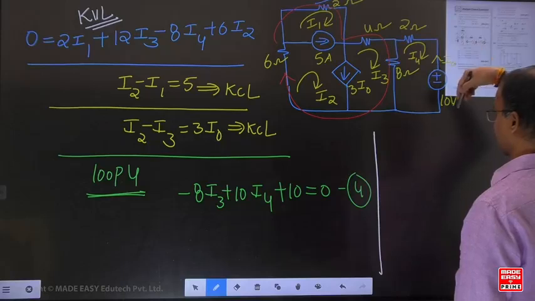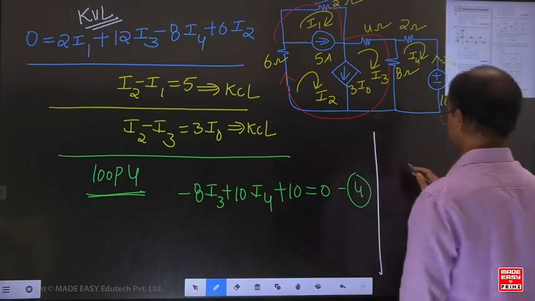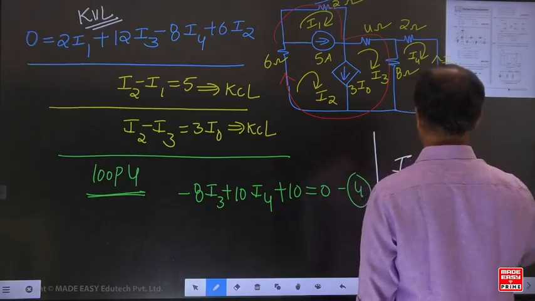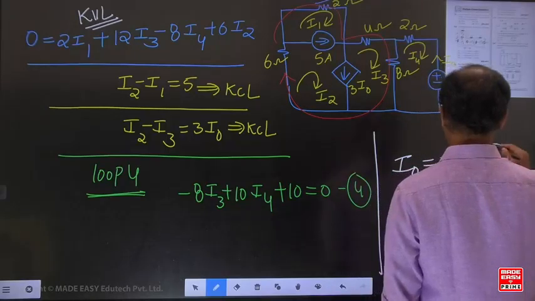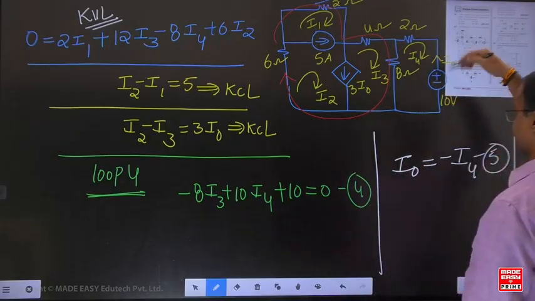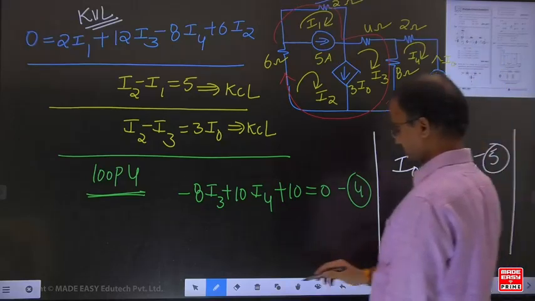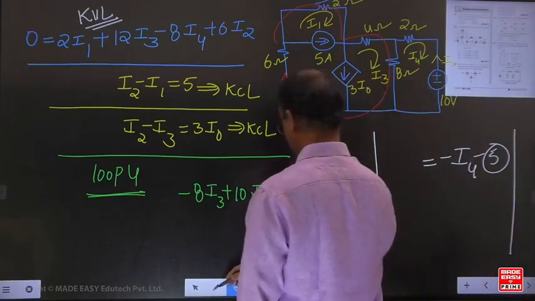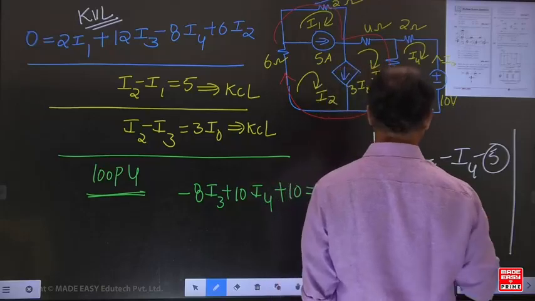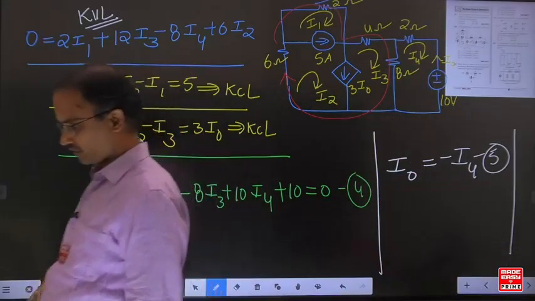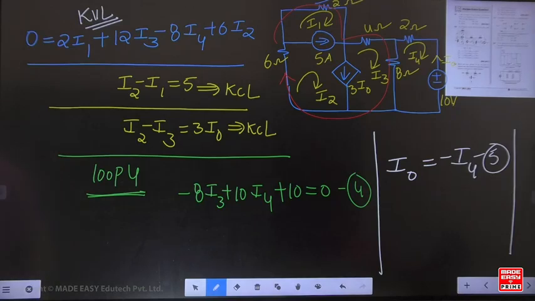Come to I0. Here I4 is acting downwards, but I0 is upwards. Can I write this here? I0 equal to -I4. Then you can write I0 equal to minus I4. I have given all the equations. You can solve them, right? Check once and solve.